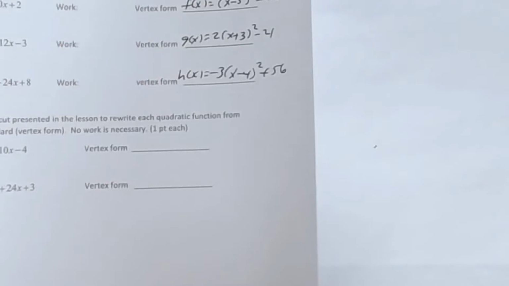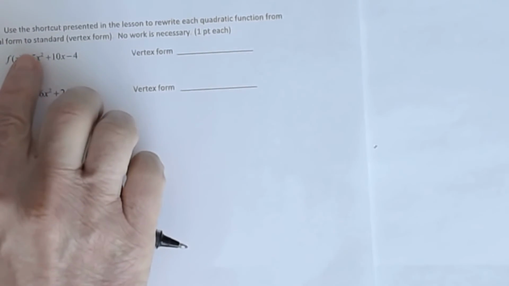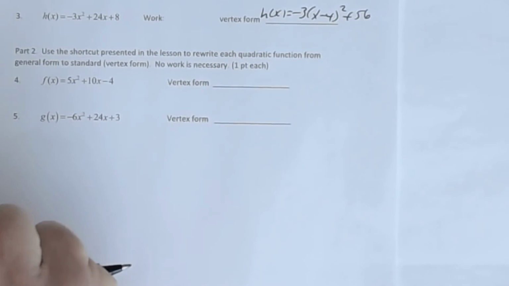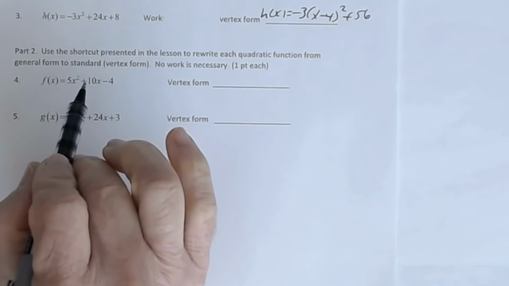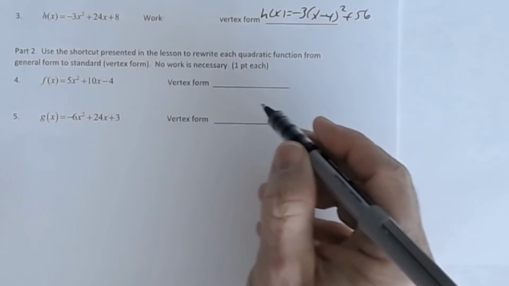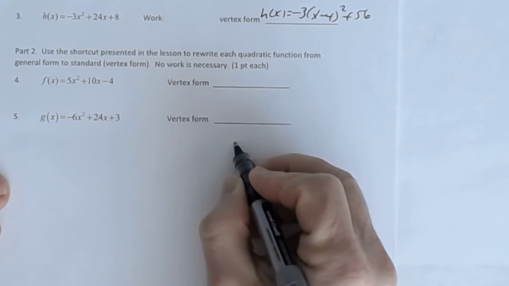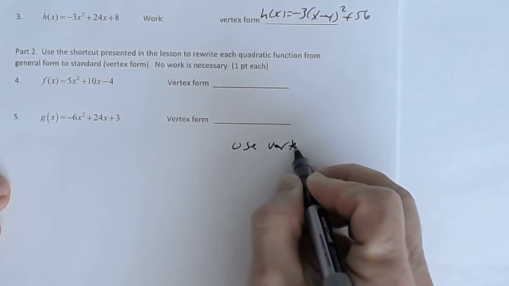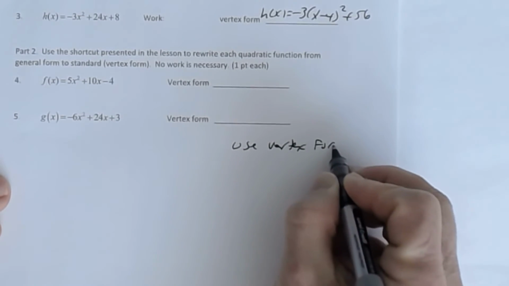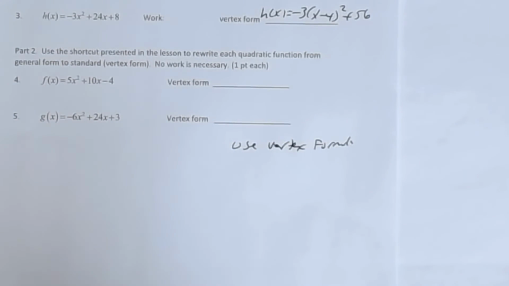Okay, now let's look at part 2. Part 2 says this: use the shortcut presented in the lesson to rewrite each quadratic function from general form to standard form. And in that lesson, basically you were using the vertex formula. So you had to use the vertex formula. And that's all I wanted you to do. So if you looked at the lesson, this is what you would have seen. Okay? So let's go ahead and look at that one.